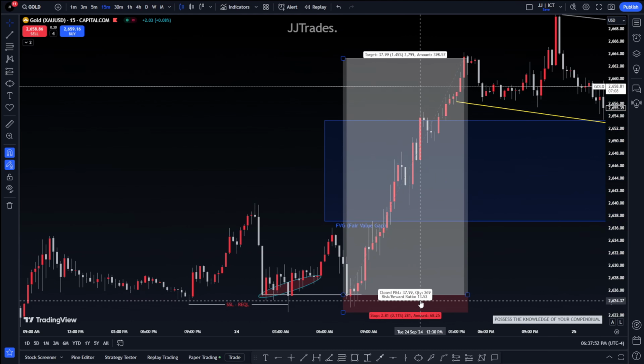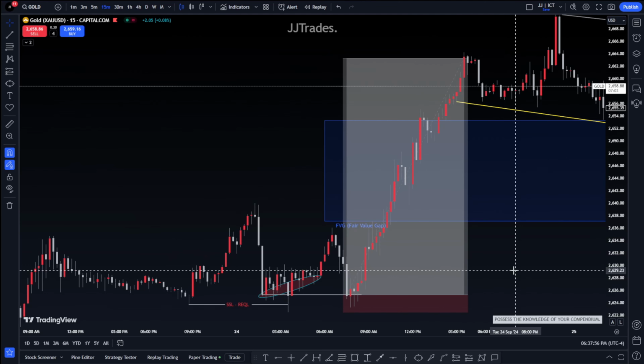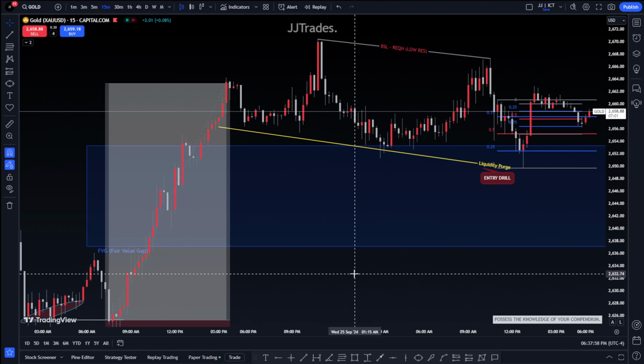Wow. See that risk to reward? That's amazing. But no one will ever do this. Bro, I just did like a 6 risk to reward today, literally. It's not hard at all, man.